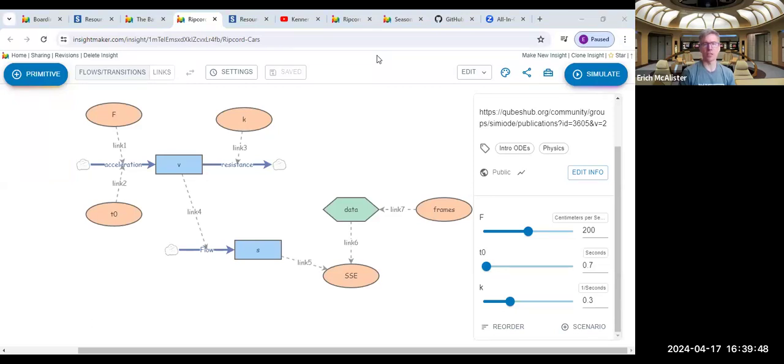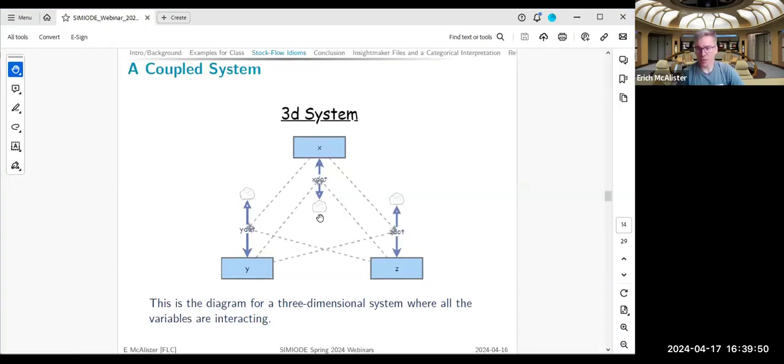Back to the slides. I think I'm coming to a halfway reasonable stopping point. We're not going to talk about category theory today, I don't think.